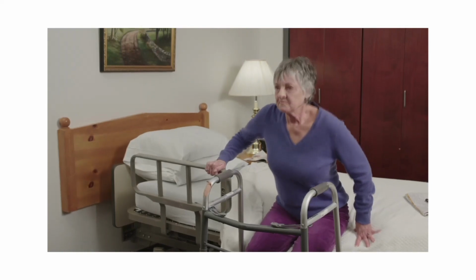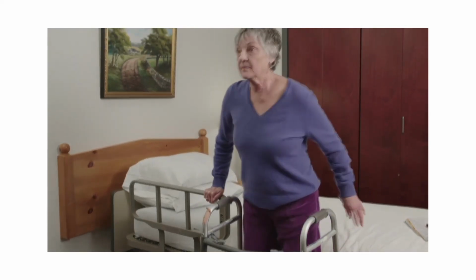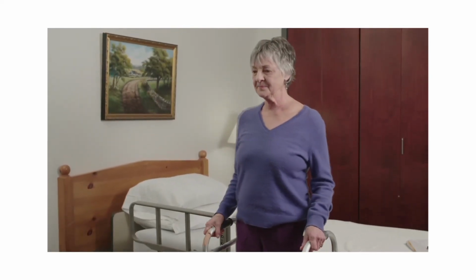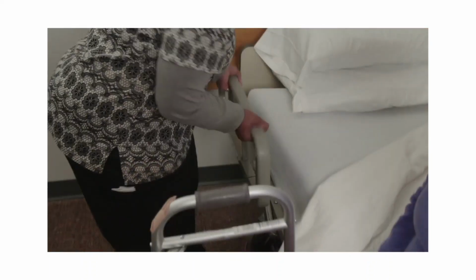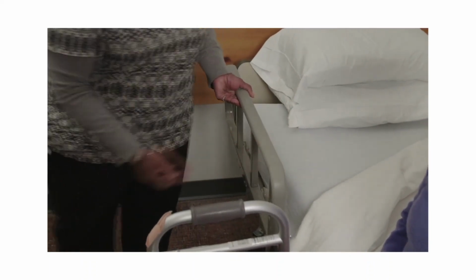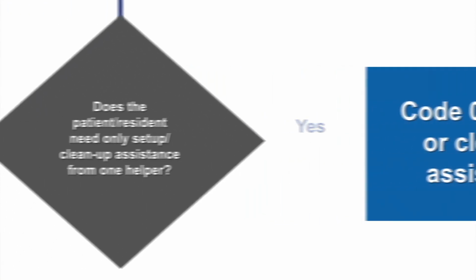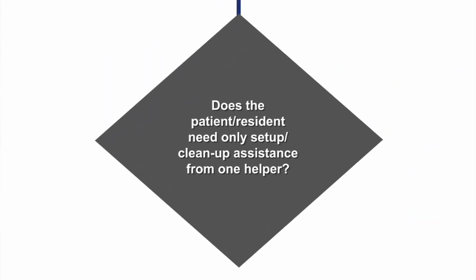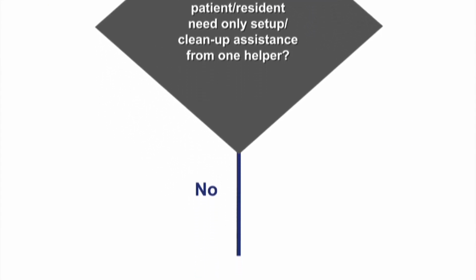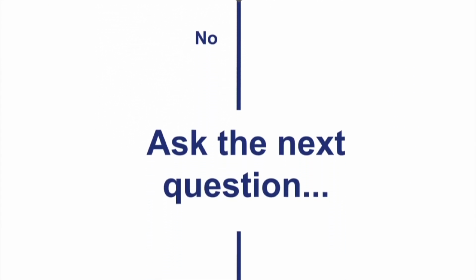In this example, the patient completes the activity by herself with setup assistance. Setup assistance is demonstrated by the helper raising the bed rail. So, you would code this 05, setup or cleanup assistance. If, however, the answer to this question is no, the patient or resident requires more than setup or cleanup assistance to complete the activity, proceed to the next question.